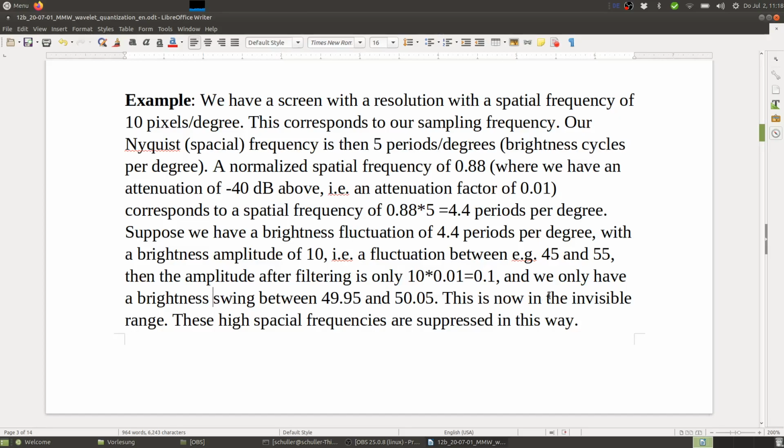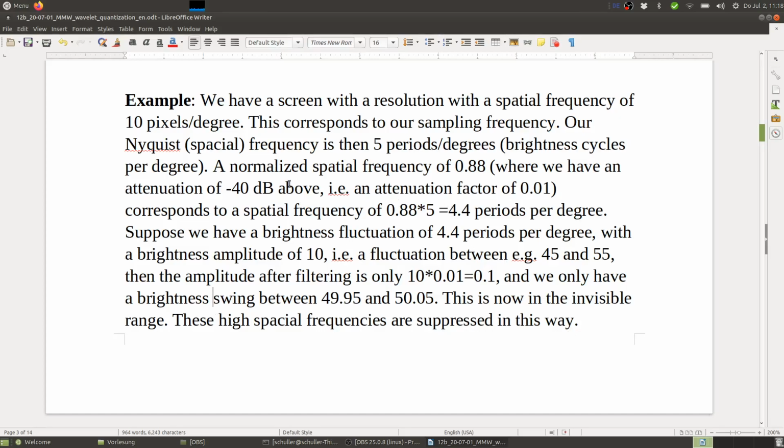Yeah, so this is now in the invisible range. Before, the contrast was enough for us to see a fine pattern, right? So just assume it's enough. And after this, it's so little that we don't see it anymore. The fine pattern became so weak that it's now invisible and we only see it as a gray surface. Yeah, so these high spatial frequencies are suppressed in this way.